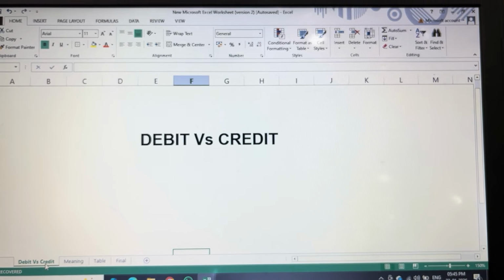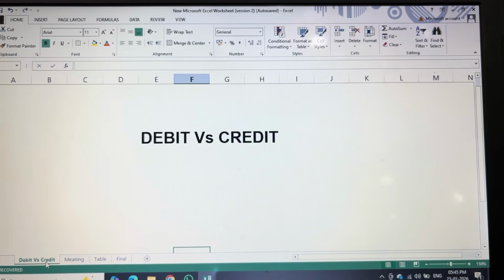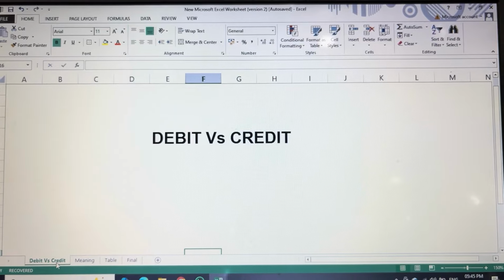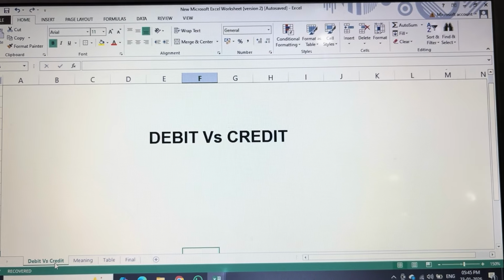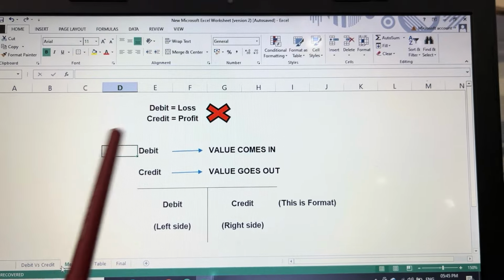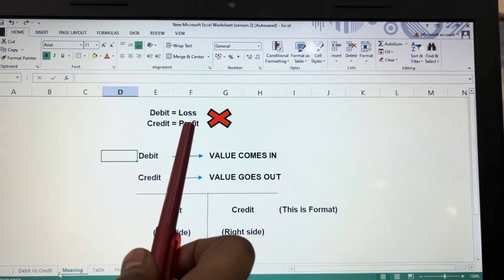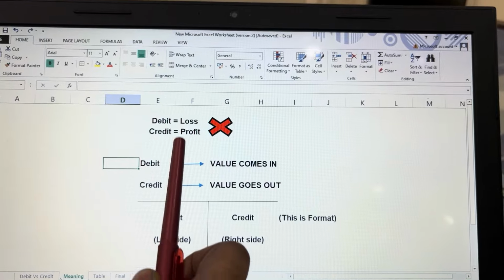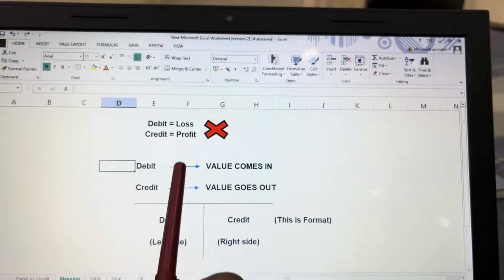Welcome everyone. Today we are going to understand debit versus credit from zero level in very simple language. First, let me clear one big confusion. Debit does not mean loss. Credit does not mean profit. Debit and credit only show movement of value.